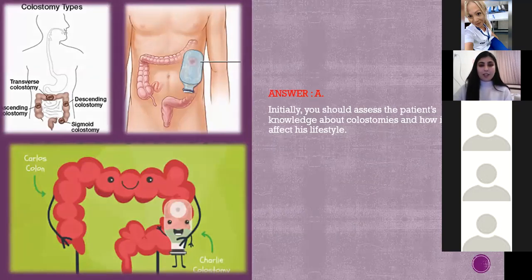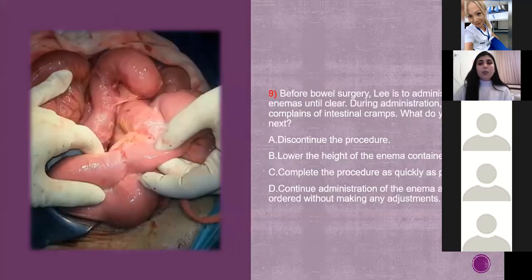The ninth question. Before bowel surgery, Lee is to administer enemas until clear. During administration, he complains of intestinal cramps. What do you do next? A. Discontinue the procedure. B. Lower the height of the enema container. C. Complete the procedure as quickly as possible. D. Continue administration of the enema as ordered without making any adjustments.